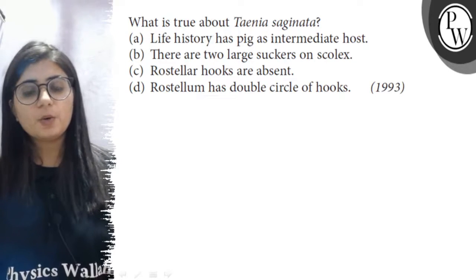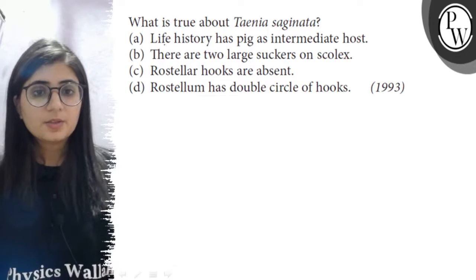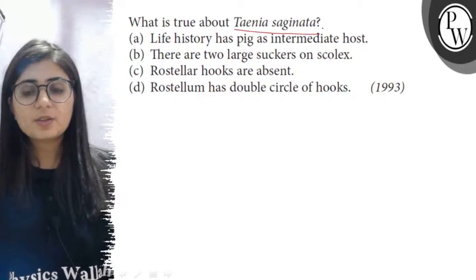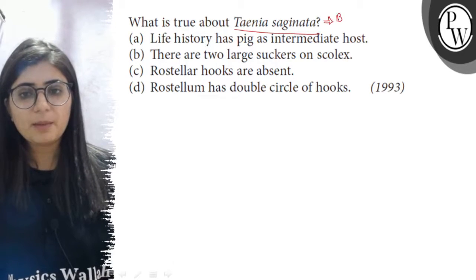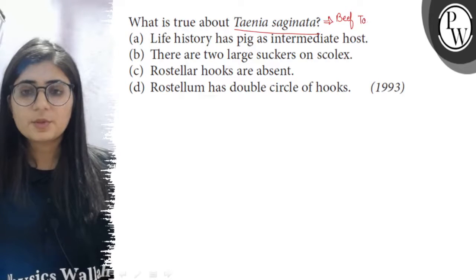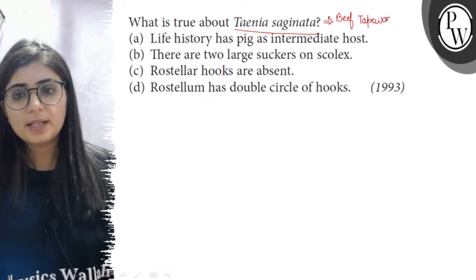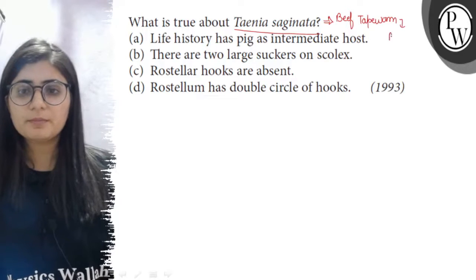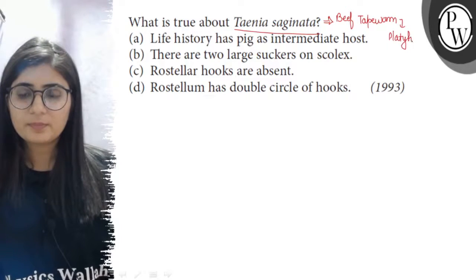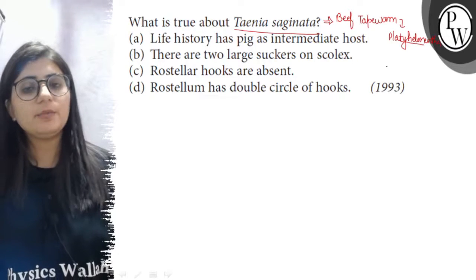What is true about Taenia saginata? So Taenia saginata is commonly known as the beef tapeworm. So it is a tapeworm. It means it is a member of phylum Platyhelminthes. It means it has a dorso-ventrally flattened body.